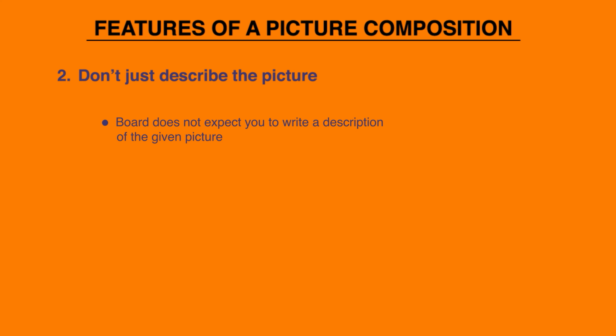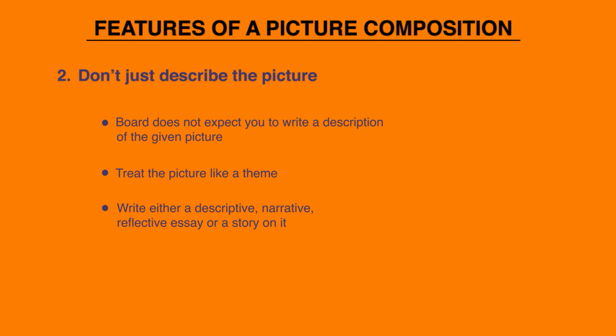You cannot just give a description of the picture that has been given. The board expects you to treat the picture like a theme and write either a descriptive, a narrative, or a reflective essay on it, or maybe a story. Better if you write a story. The board expects you to treat the picture composition as you would treat any other essay. You don't have separate rules for picture composition. It all depends on what kind of essay you are writing.